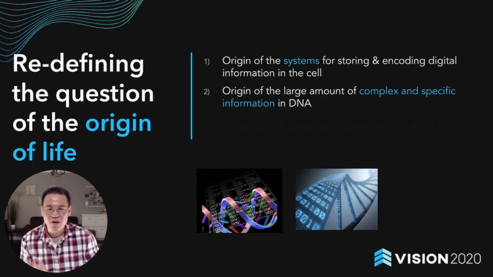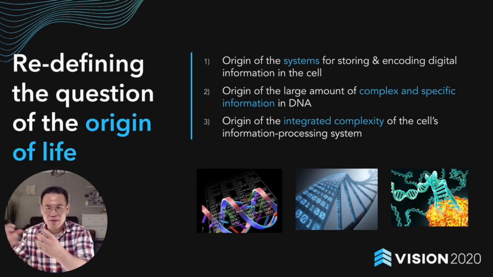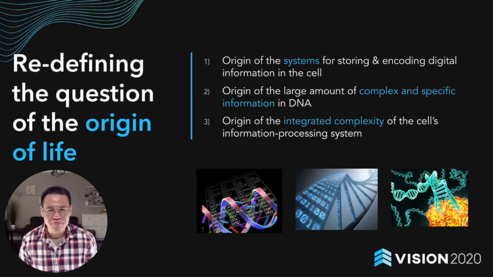Number 2, the origin of the large amount of complex, specific information we're seeing in the DNA. Where did all this information come from in the first place? And then third, the origin of the integrated complexity of the cell's information processing system. The fact that proteins are dependent upon DNA and other proteins, and vice versa. DNA is dependent on these proteins. Which started first? How did it all form?